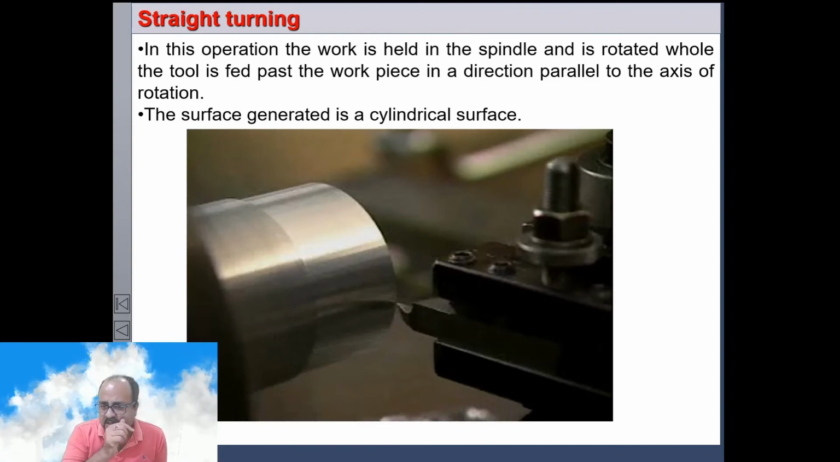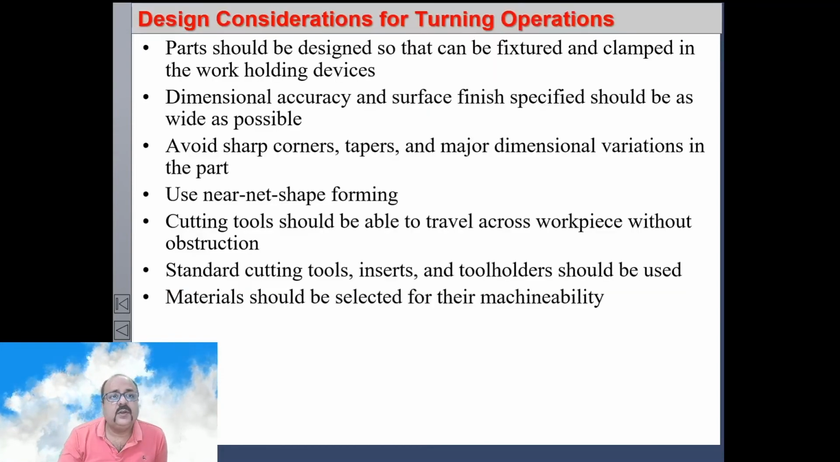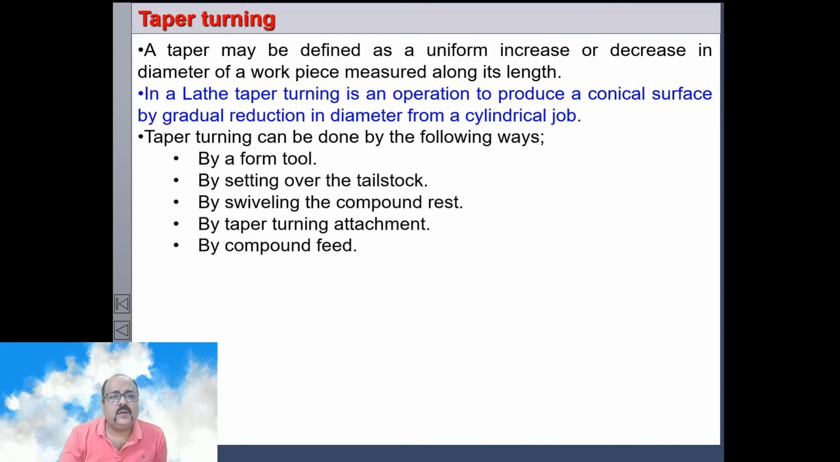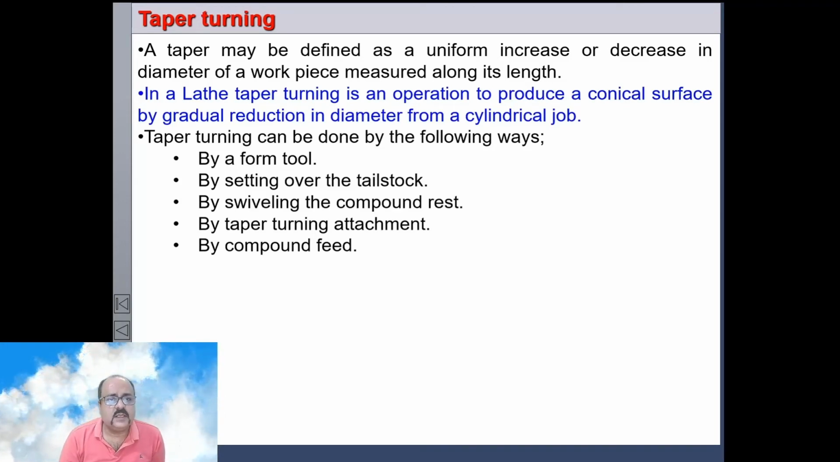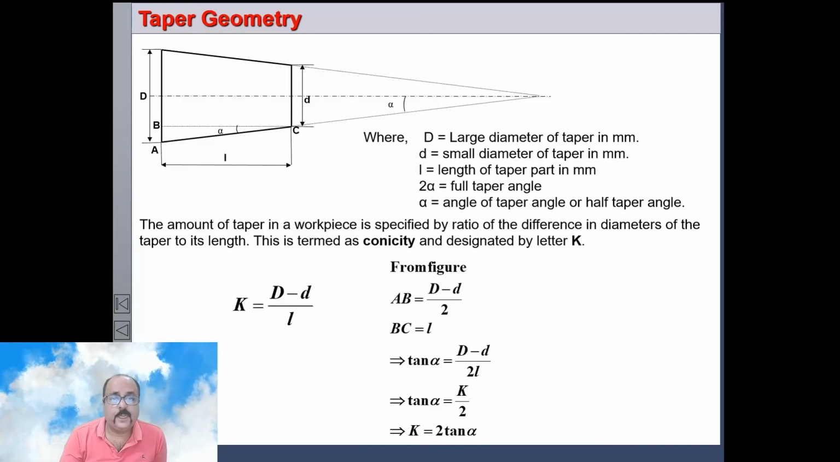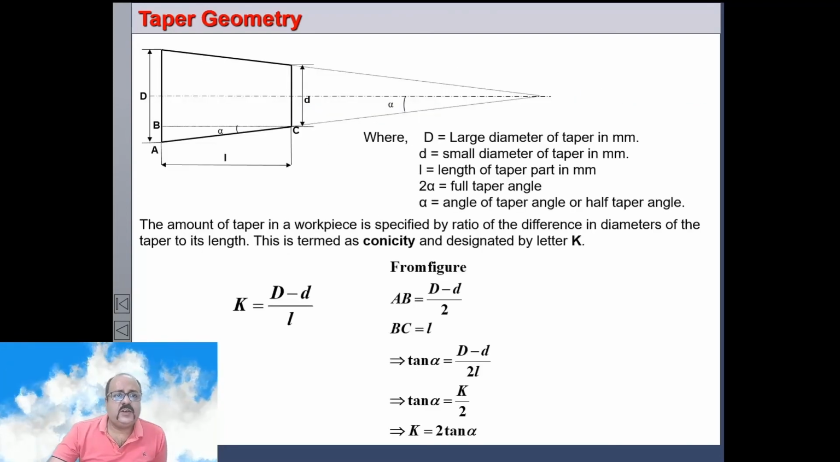So this is straight turning, and there can also be taper turning. Taper turning means a uniform increase or decrease in the diameter of the workpiece. We can do taper turning by several methods: by form tool, by setting over the tailstock, by swiveling the compound rest, by taper turning attachment, and by compound feeding.